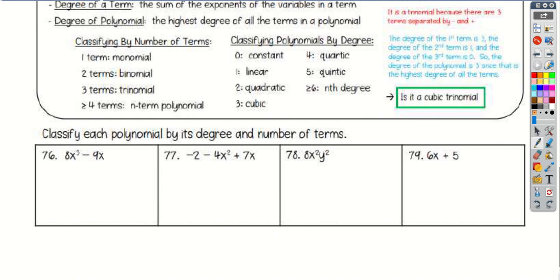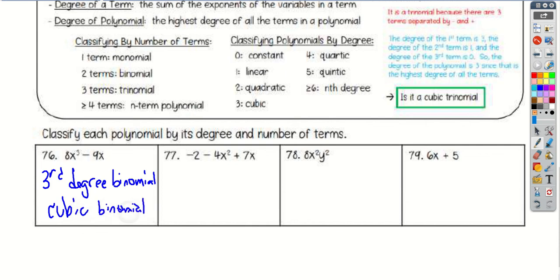Okay, look at the first one, number 76. This is 2 terms. This is a binomial. And the highest degree we see is the 8x cubed, which is 3. So this is a third degree binomial. We could also say it's a cubic. So instead of saying third degree, we could say it's a cubic binomial. Remember, we see 3, that's the degree, so we say cubic instead.